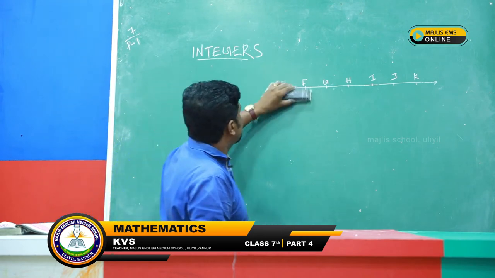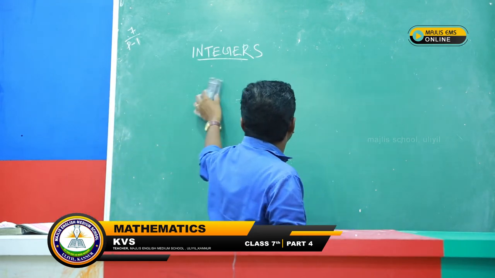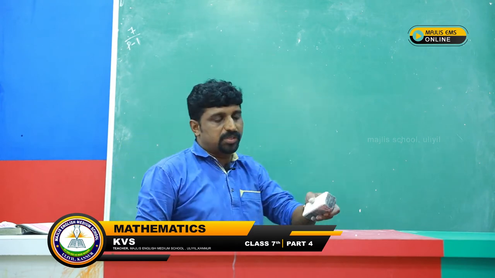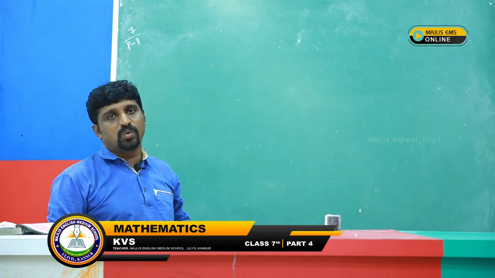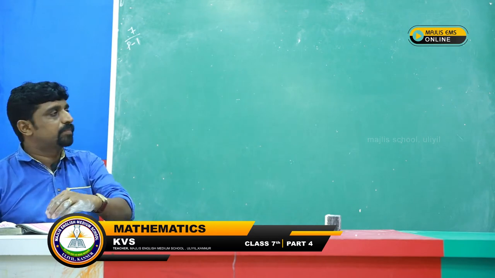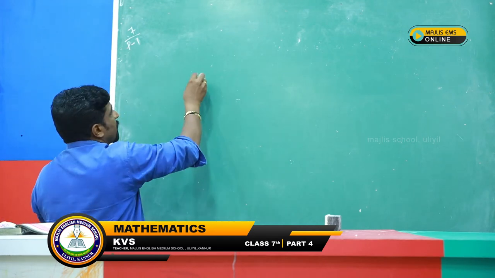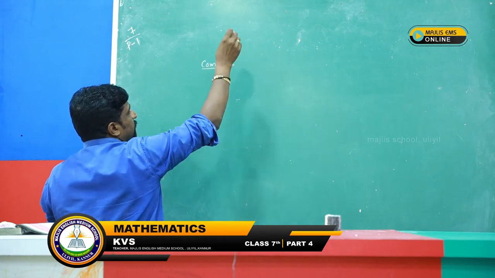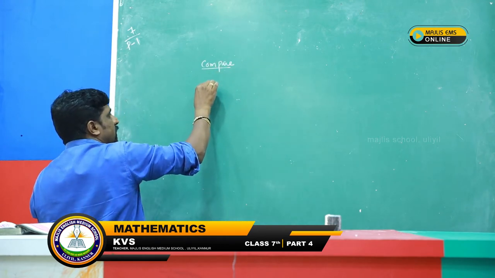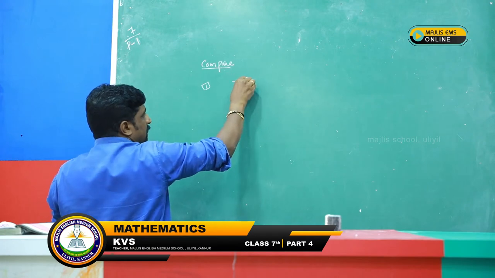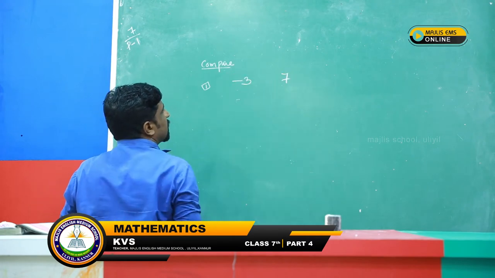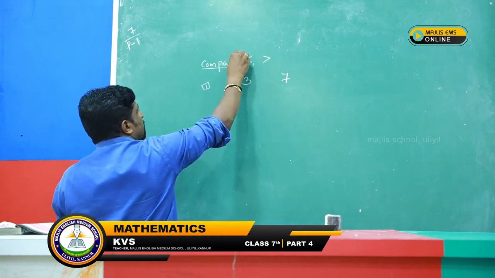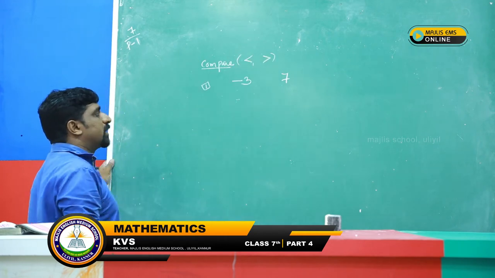Now we can add, subtract, or compare. First we compare by using the equality and inequality symbols. Compare. First, I can give you like this: minus 3 and 7. Put the symbol less than or greater than. That is the symbol we need to use.